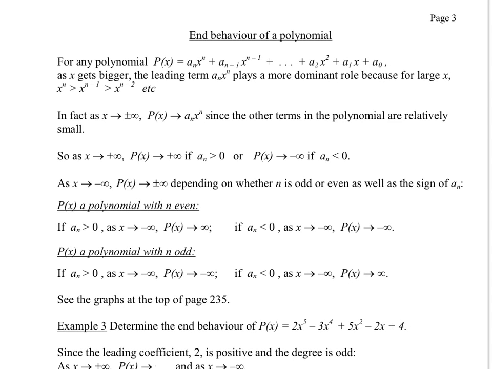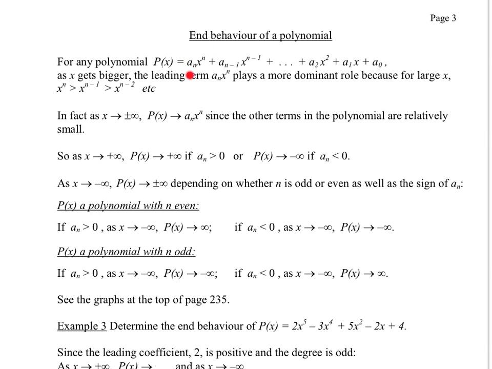In this video, we're going to look at the end behavior of a polynomial. That is what happens when x gets really large and when x gets really negative, like negative 100, negative 1000. So in other words, that's what happens way over to the right of the graph and way over to the left of the graph.